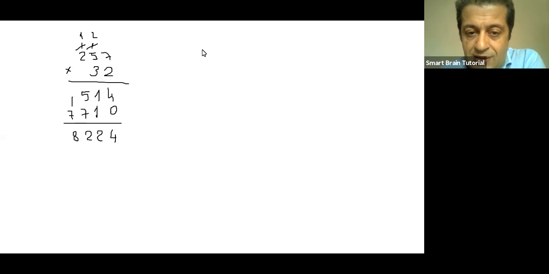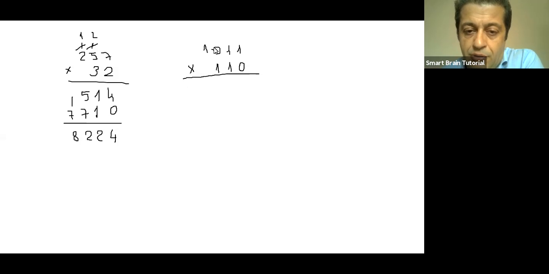Let's see an example of multiplication with binary numbers. If I have 1011 times, let's say, 110, the approach is very similar to that one used previously. So we have 0 times 1, it is 0. 0 times 1 again, it is 0. All of them are 0 in the first row because all these numbers are multiplied by 0.